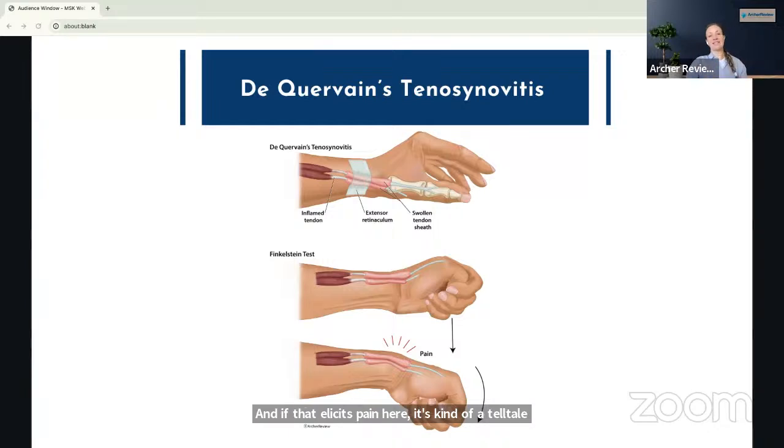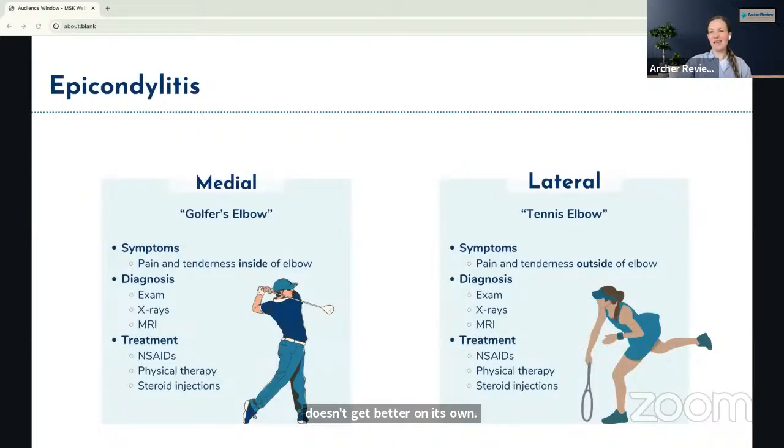It needs some rest, maybe a little ice, and you can brace it to help neutralize that area and keep it in a neutral position. And usually that's all that we need. We can take that really conservative treatment. If no improvement, we can upgrade to things like a steroid injection. And there is a surgical intervention if this doesn't get better on its own. But most people brace, ice, kind of your common MSK conservative treatments should help.